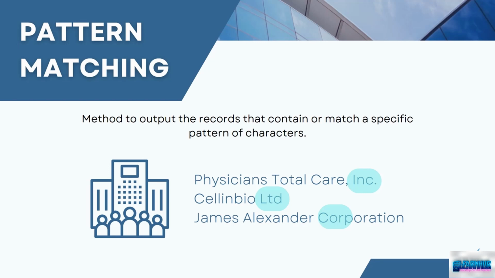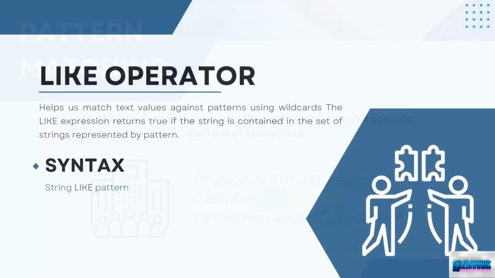Another handy string function in PostgreSQL is pattern matching. You can use this method to output the records that contain or match a specific pattern of characters. For example, if you wanted to get the company names in a field, you would need to filter the strings that end with a suffix of corp, ltd, or inc. One of the approaches to pattern matching is the traditional SQL LIKE operator. The PostgreSQL LIKE operator helps us to match text values against patterns using wildcards.